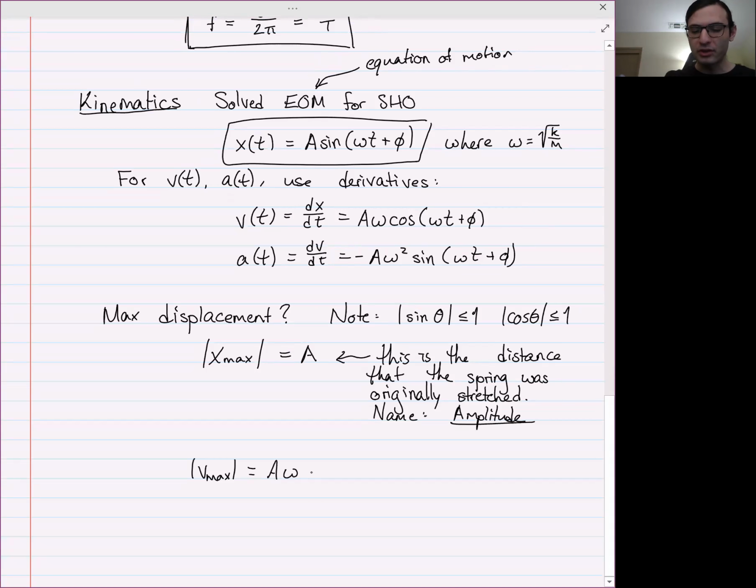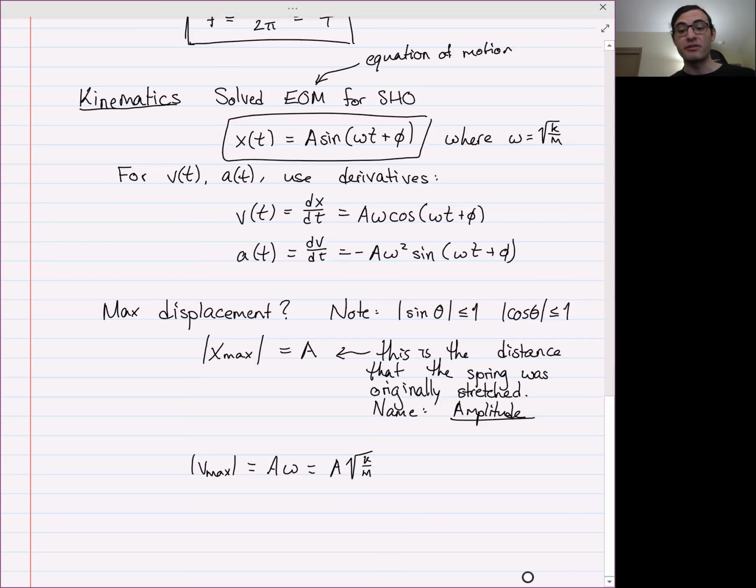And we could substitute in what omega is in this situation. It's square root k over m. And this just is the value of the maximum speed.